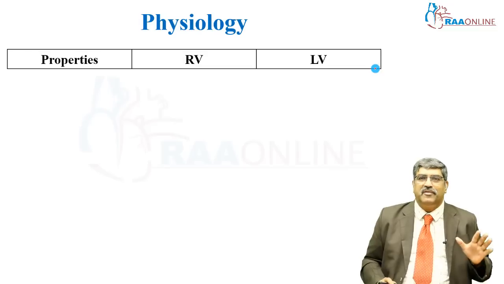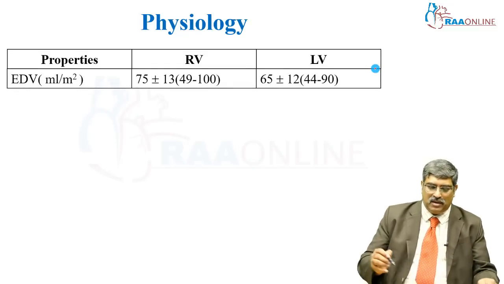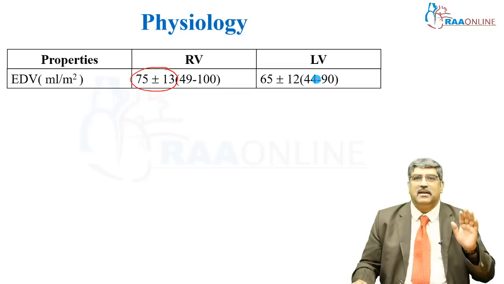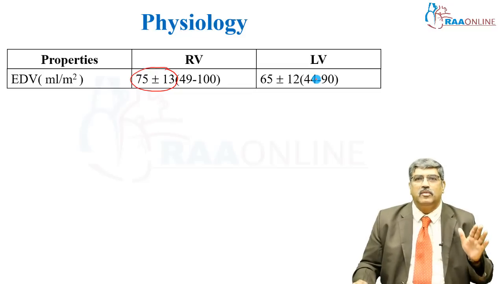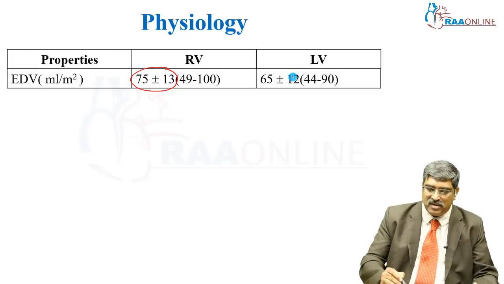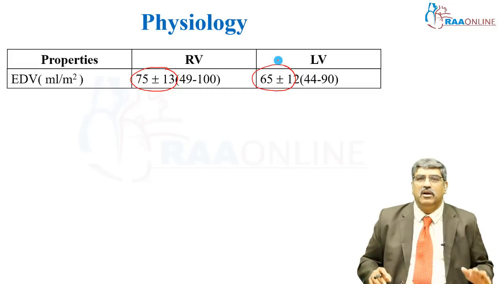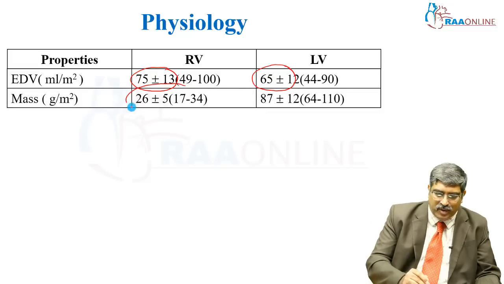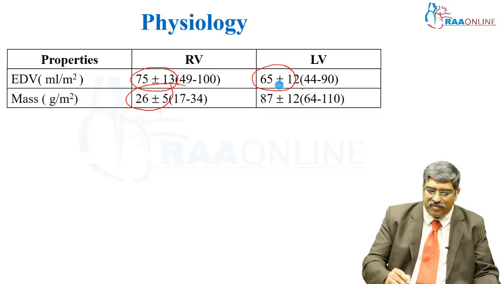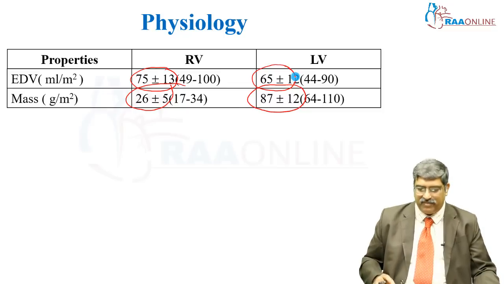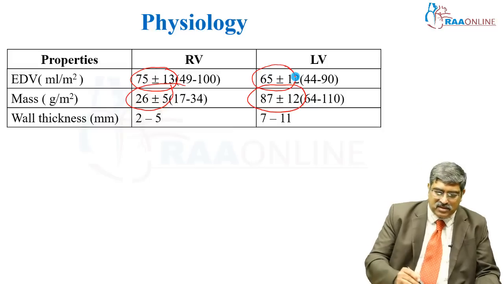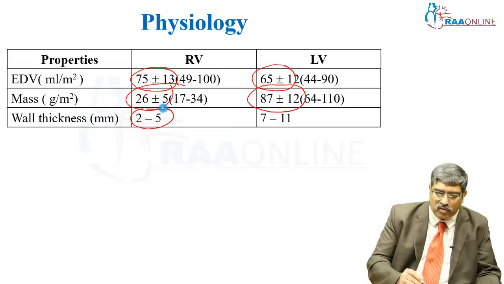When you compare the right ventricle with the left ventricle, the end diastolic volume is slightly higher than the left ventricle. The end diastolic volume is around 75. In the case of the left ventricle, it is around 65. And compared, the mass is around 26 gram per meter squared. In the left ventricle, it is almost 87. I said it is almost 1/5. And wall thickness, the right ventricle is around 2 to 5 millimeter.